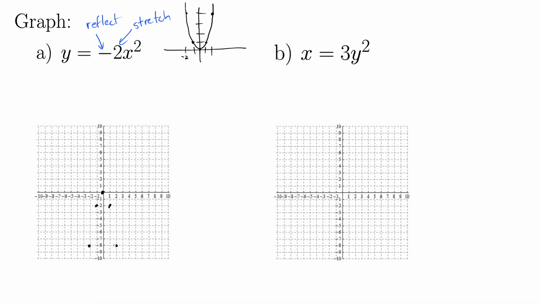We could have also gotten that other point using this symmetry. Okay, and here we go. Connect these points into our parabola. It's kind of a skinny parabola. It's opening down instead of up, and it's stretched out.